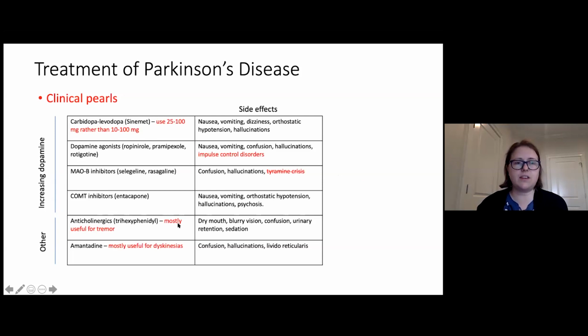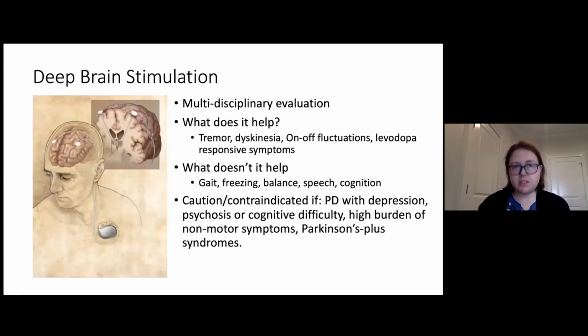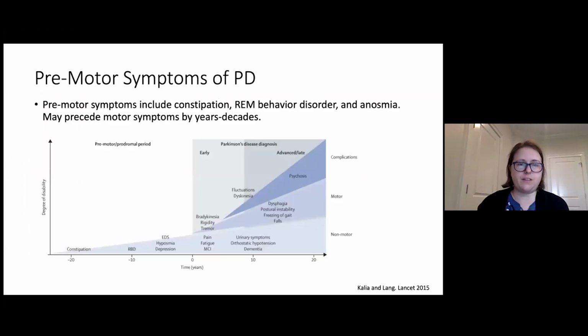And then these last two medicines, I just wanted to mention some, again, clinical advice. Anticholinergics are mostly helpful for tremor. Tremor sometimes does not respond as well to carbidopa, levodopa as some of the other movements. And so this could be a good thing to have in your pocket for people with refractory tremor. Amantadine is mostly useful for dyskinesias. I'll just mention deep brain stimulation as a treatment for more advanced Parkinson's disease. That's well beyond the scope of this lecture, but I've included some information here for your reference.